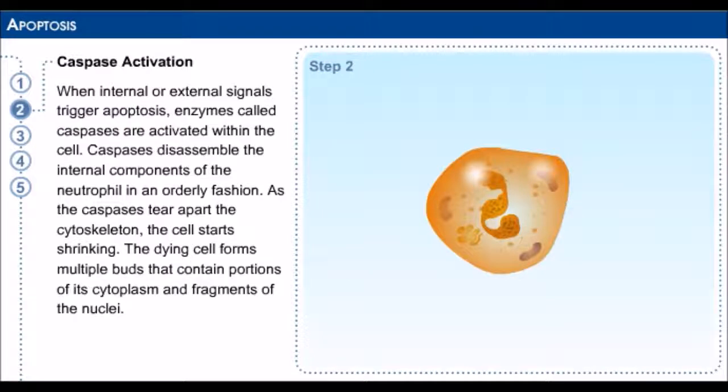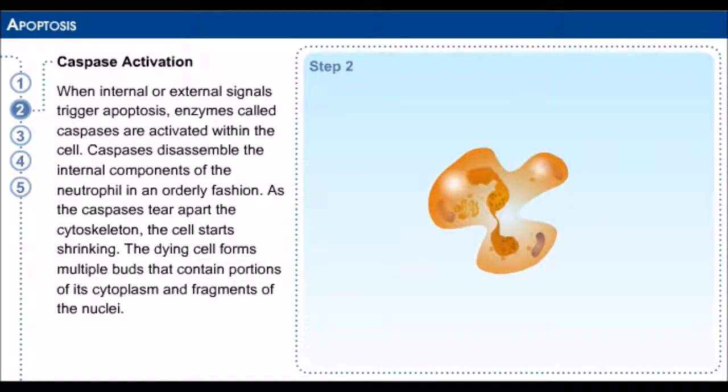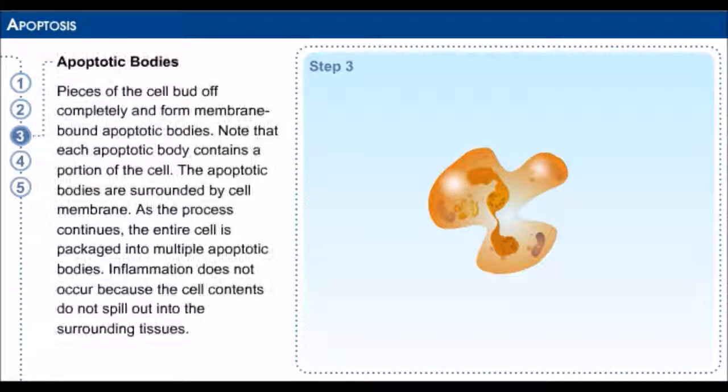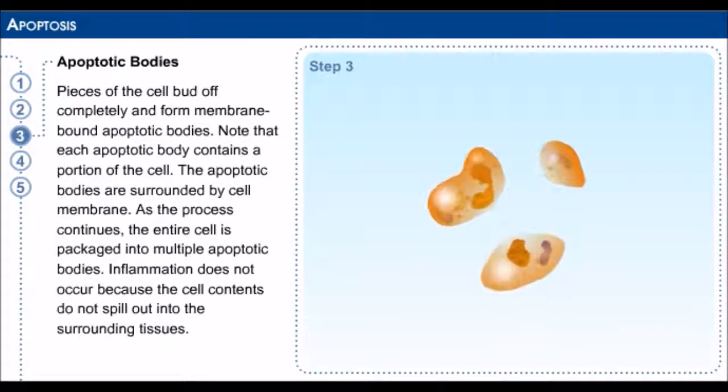When internal or external signals trigger apoptosis, enzymes called caspases are activated within the cell. Caspases disassemble the internal components of the neutrophil in an orderly fashion. As the caspases tear apart the cytoskeleton, the cell starts shrinking. The dying cell forms multiple buds that contain portions of its cytoplasm and fragments of the nuclei. Pieces of the cell bud off completely and form membrane-bound apoptotic bodies.